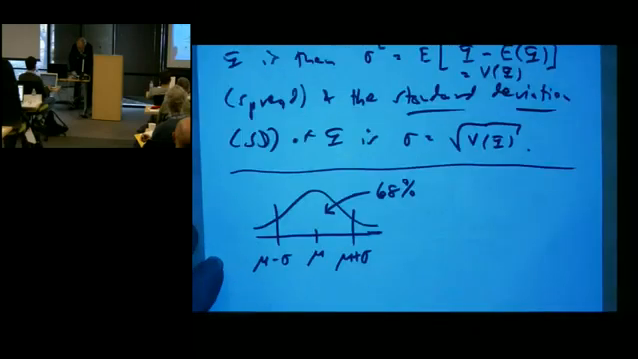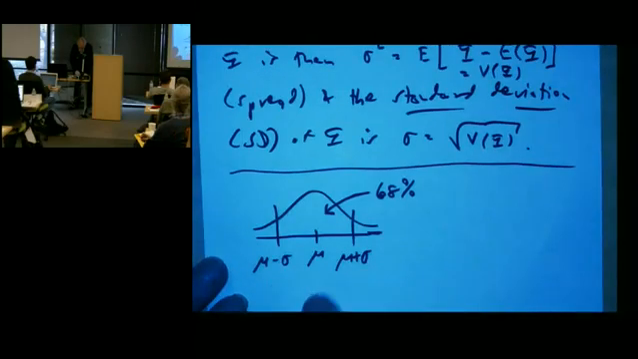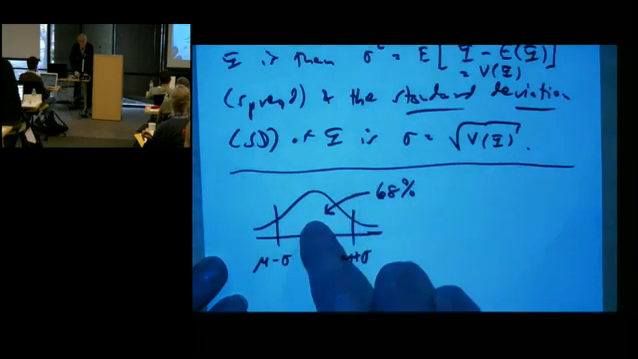And you remember about the normal curve that it has the property, you can look it up in tables. If you start at the mean and go one standard deviation either way, you find about 68% of the probabilities in there.